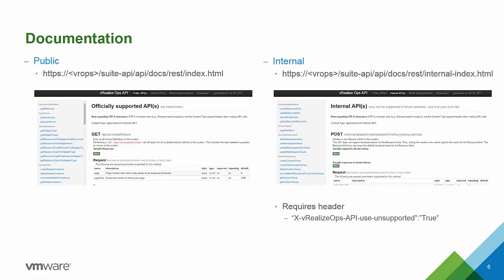There are also internal APIs, and these are available for use, but they're not officially supported because they may change at some point. We may decide to change these or deprecate them. Sometimes they'll be moved into the public API. But use these with caution. There are some good things in there, like modifying custom groups, for example. And just be aware that if you do use those, there's a specific header requirement for those. I have it documented on the bottom part of the screen.